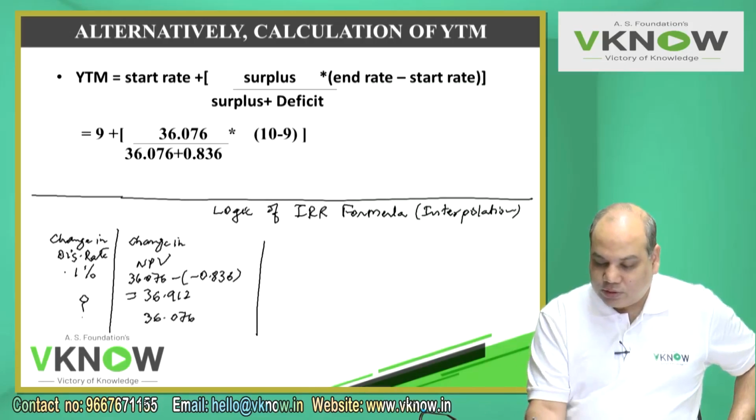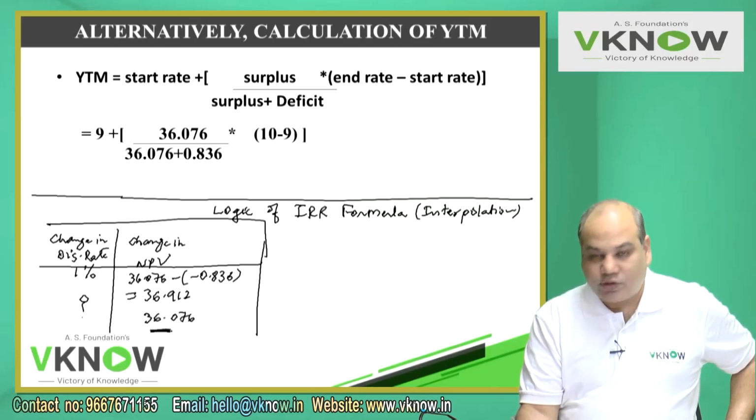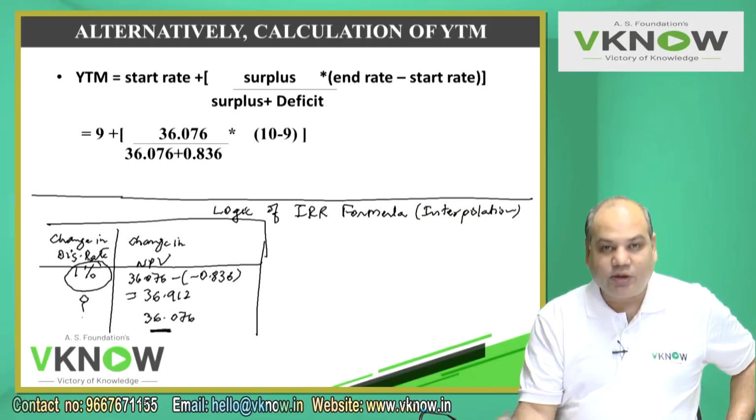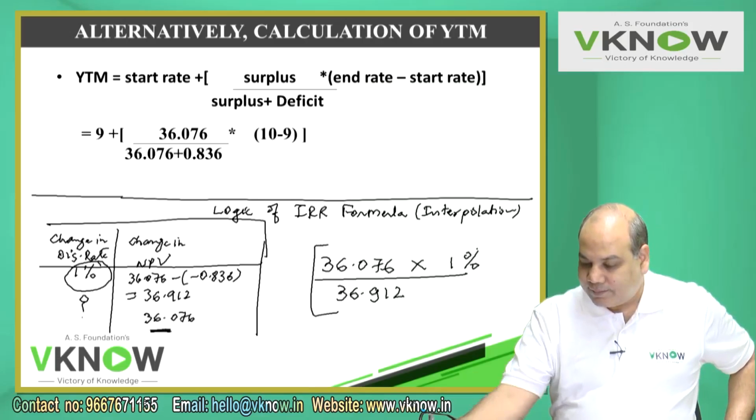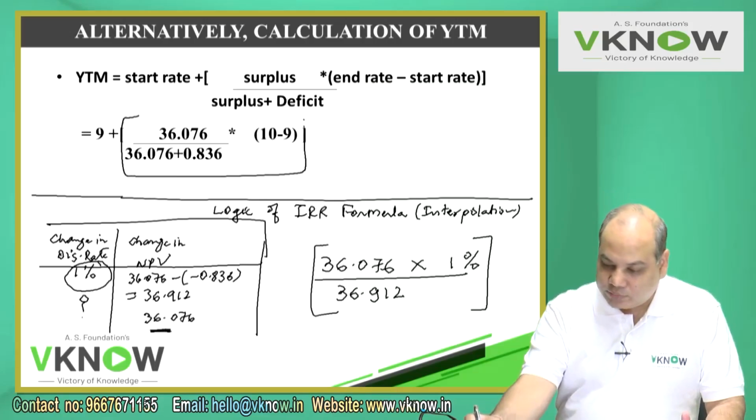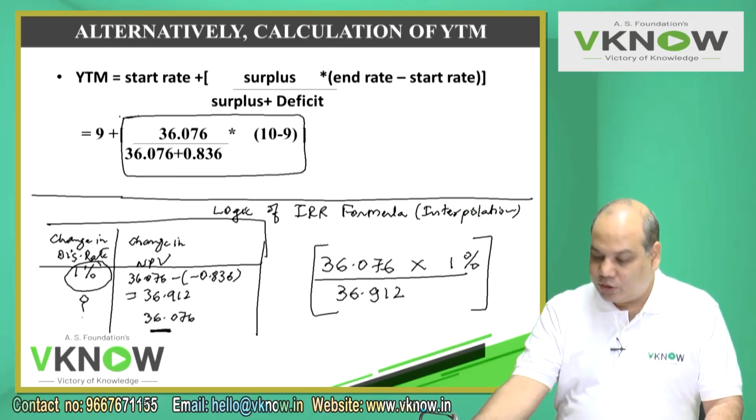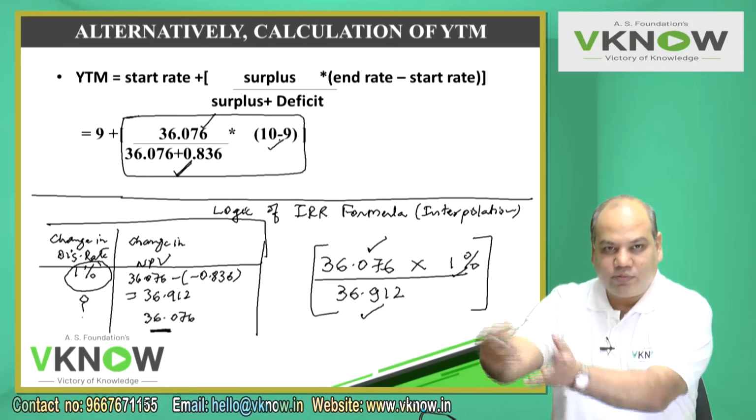So now we are entering into school level arithmetic. In school arithmetic, they taught you that for 1% discount rate change, NPV is changing by 36.912. So if you want 36.076 change in NPV, by what percentage should the discount rate change? So you would have done like this: 36.076 cross multiply 1% and divide by 36.912. You will see exactly the same thing you have written here in the formula: 36.076 is there, 36.912 is there, and 1% is there.